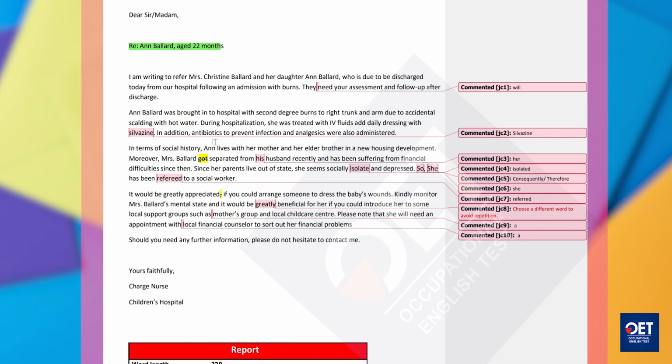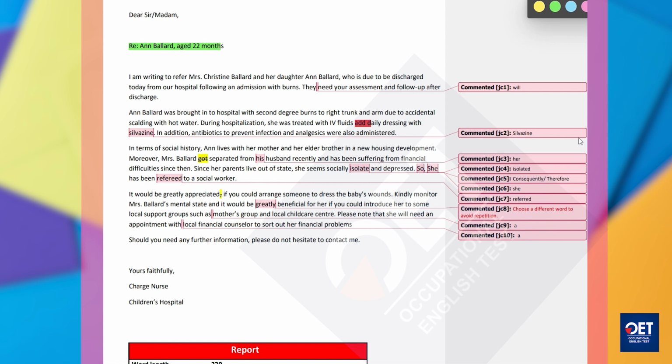Then in the next paragraph, body paragraph 1 says, Anne Ballard was brought into hospital with second-degree burns to right trunk and arm due to accidental scalding with hot water. During hospitalization, she was treated with IV fluids and daily dressings. Here, the mistake is here. It should be and daily dressings with Silvazine. Silvazine, the S should be capital as it's a brand name.